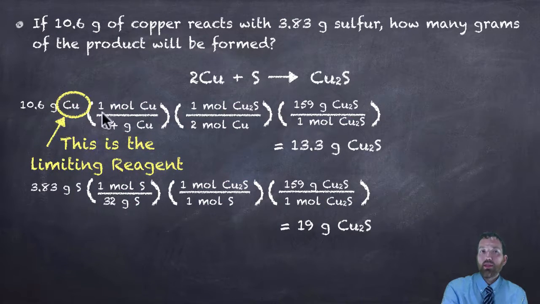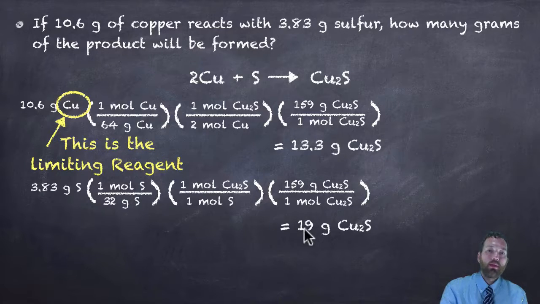So this is our limiting reagent. The copper is going to run out before the sulfur does. When the copper runs out, we're going to make 13.3 grams and the reaction is going to stop. That's analogous to us stopping when we get to our third sandwich. We can't make our fourth sandwich because we've run out of ham.